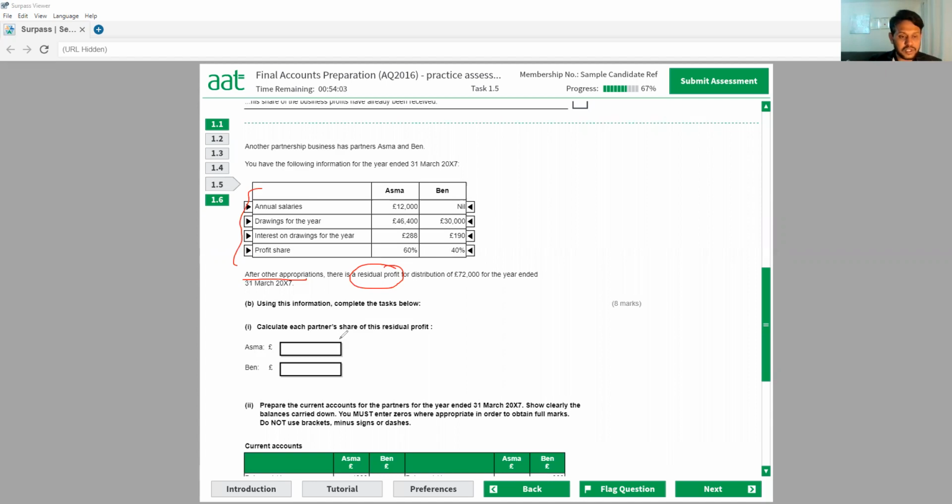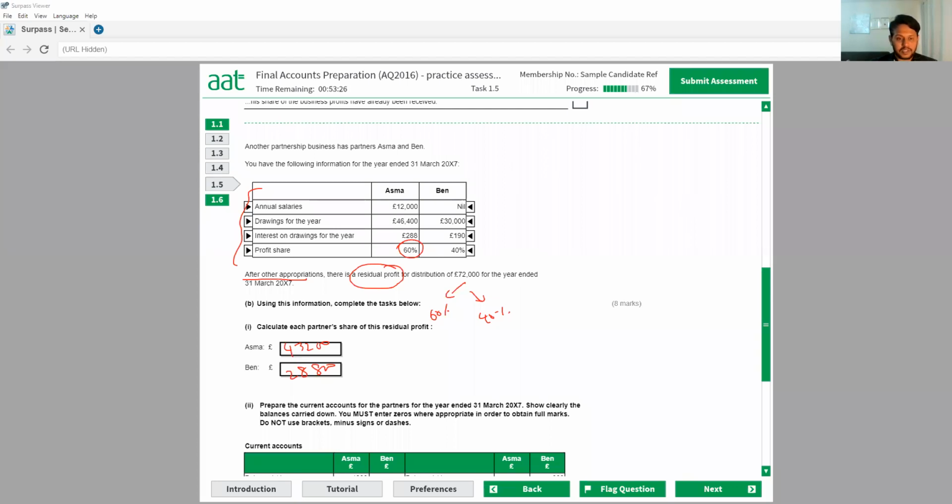So calculate the profit share for Asma and Ben. So from 72,000, Asma 60%, Ben 40%. So let's do that. 72,000 times 60% for Asma, that is 43,200. And the rest is for Ben. That is 28,800. All right, so that's it.